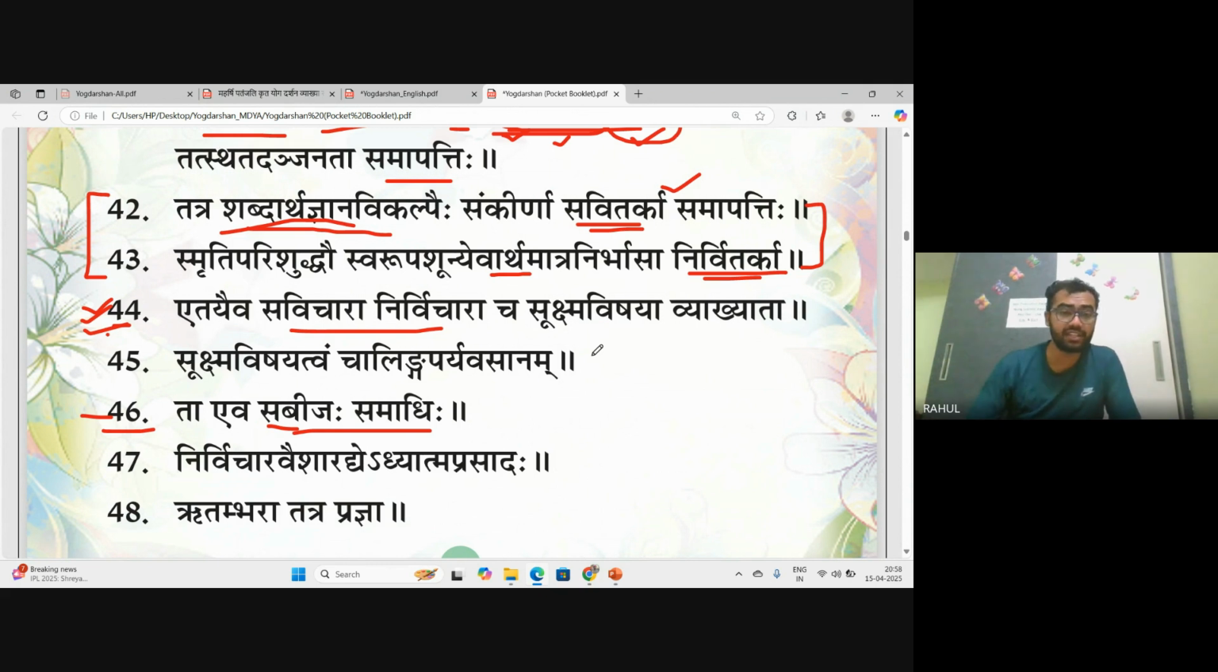So the next sutra is concluding. In sutra number 44 it says Sukshma Vishaya. Till the Sukshma Vishayas, how long are the Sukshma Vishayas? So in the next sutra he says Sukshma Vishayatvam Alinga paryavasanam. In Sankhya philosophy, the words Linga and Alinga are used. Linga is for the Purusha and Alinga for the Prakriti.